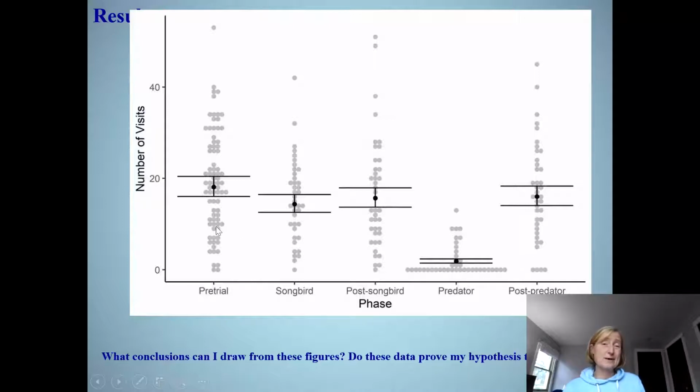What's an interesting thing about this is most of the time they're visiting on average about 20 times, right? About 20 times per 15-minute period, except down here. Look at the predator phase. They're barely ever visiting during the predator phase. Well, that's no surprise. There's a giant predator nearby.